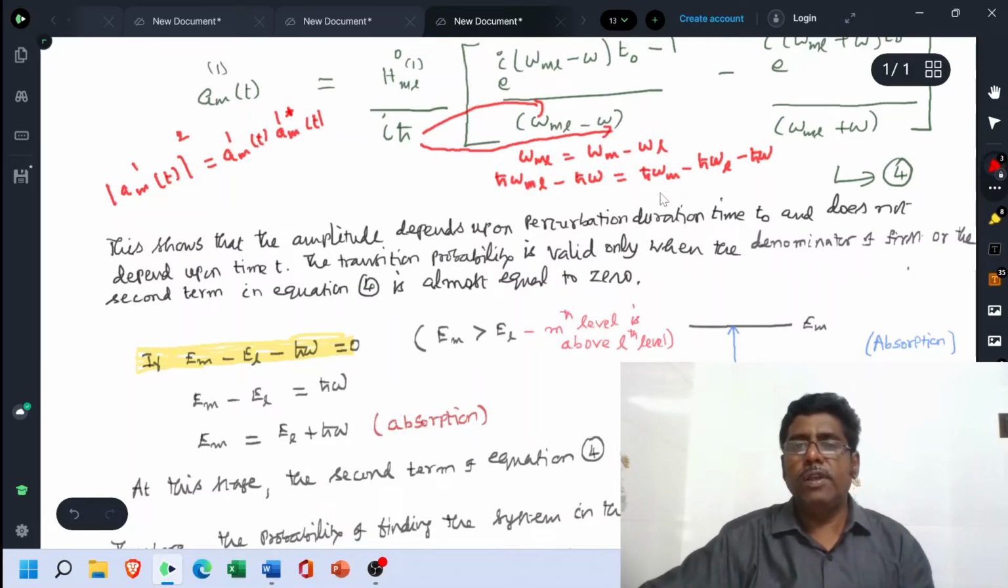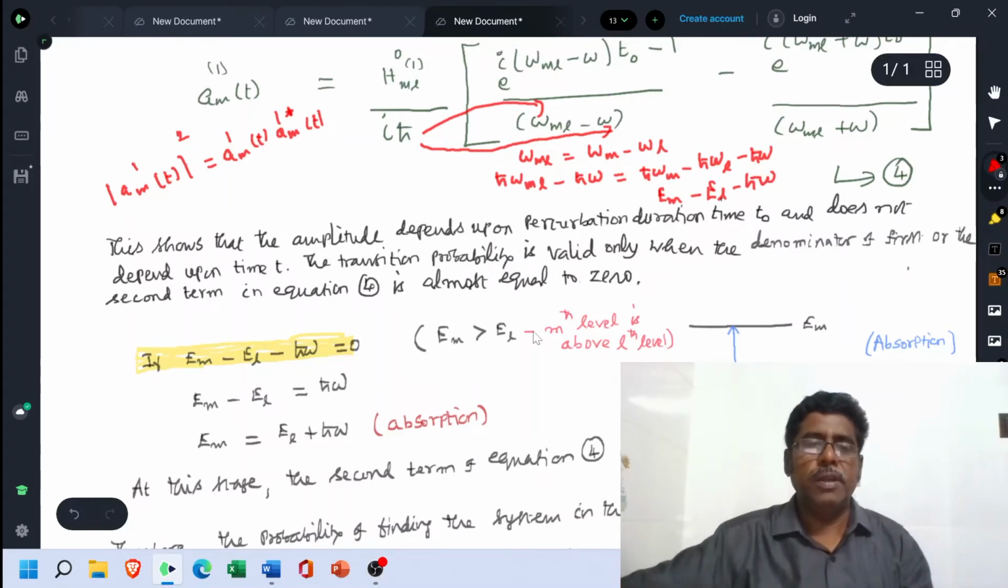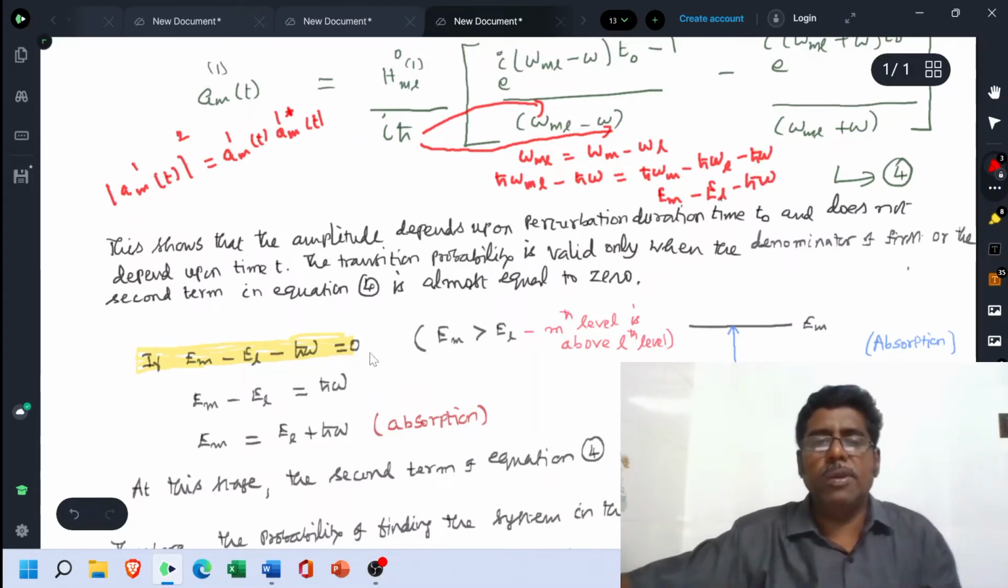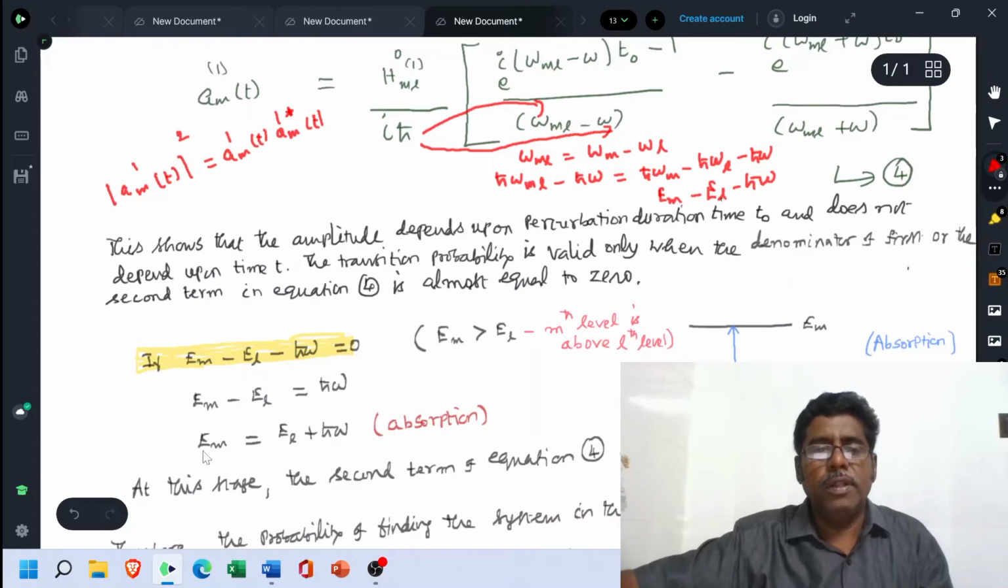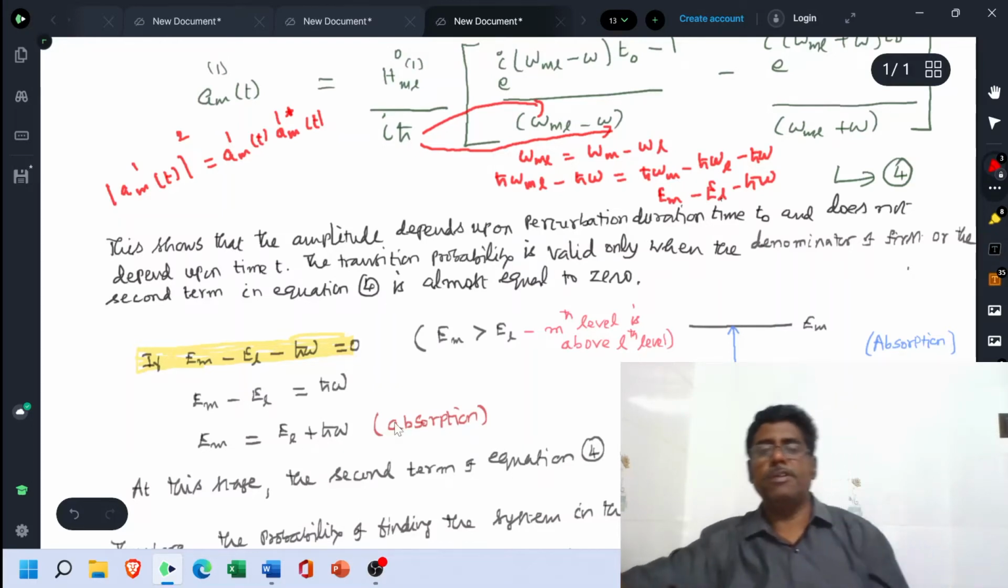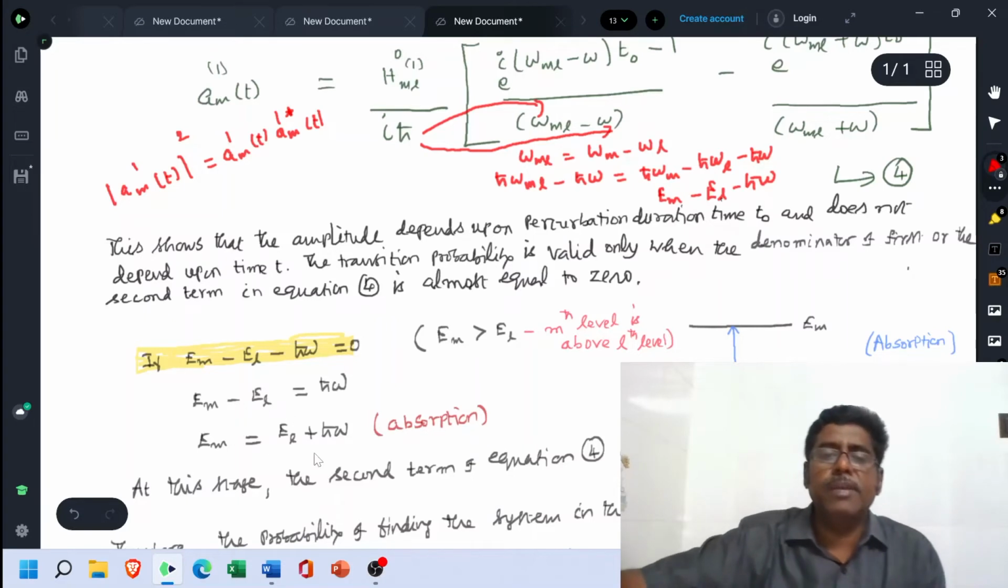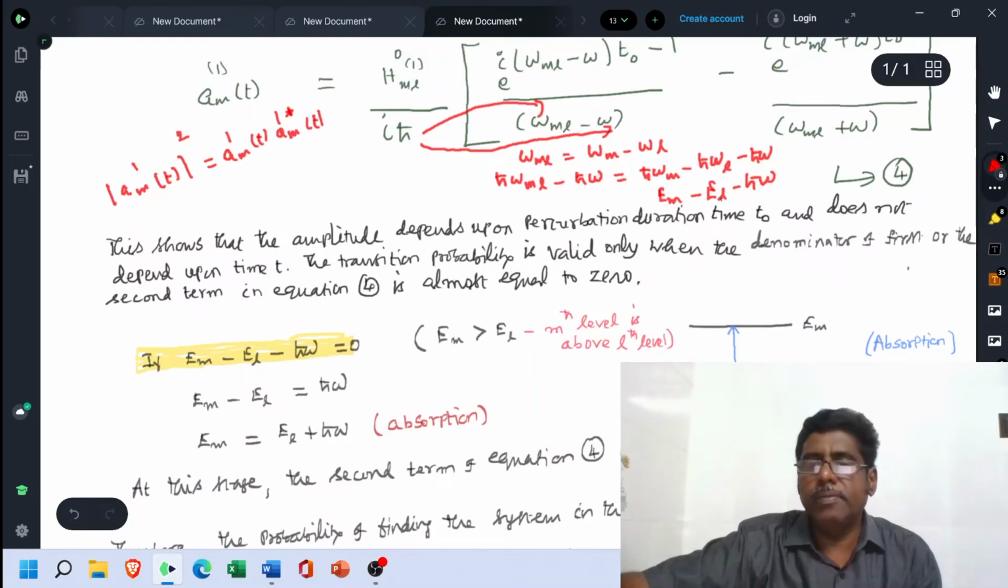This is actually E_m, this is E_l − ħω. This is the value of the first denominator. If E_m − E_l − ħω is equal to 0, then E_m − E_l is equal to ħω, a positive quantity. Then E_m is equal to E_l + ħω. This provides the absorption process. The perturbation describes the absorption process, which means that the mth state is above the lth state.